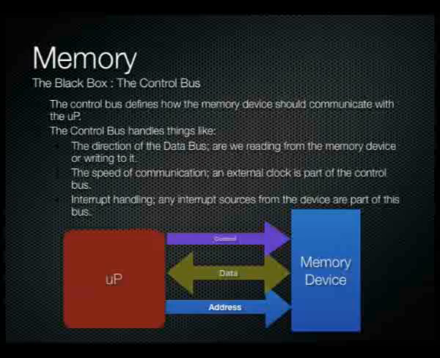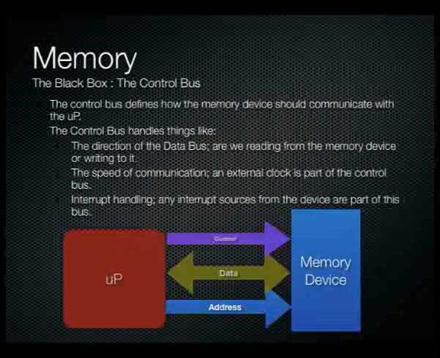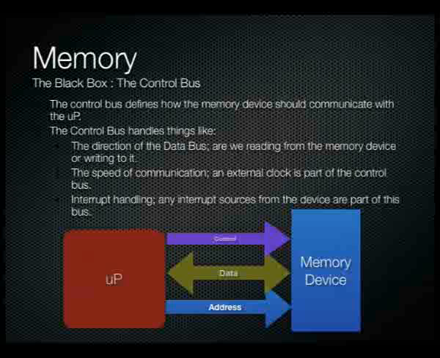We also have interrupt handling mechanisms in the control bus as well. So if the device has the ability to generate an interrupt, there will be a control line coming back from that memory device to the microprocessor. So the microprocessor has the ability to address or service that interrupt if one should take place.